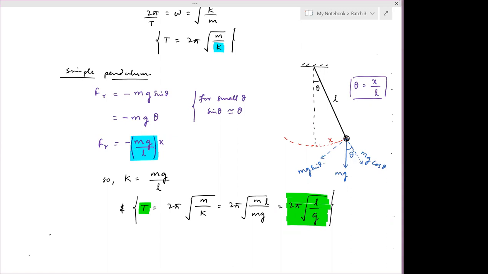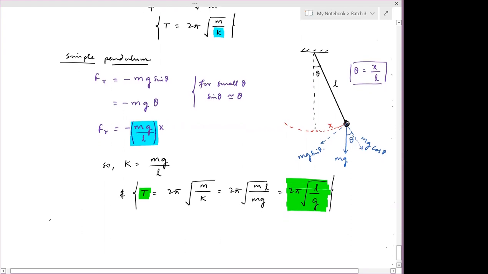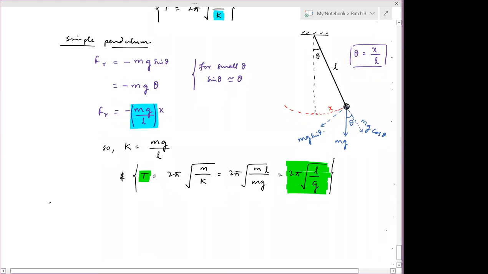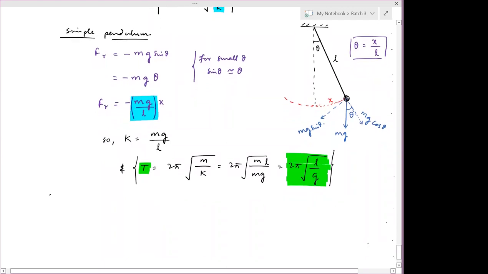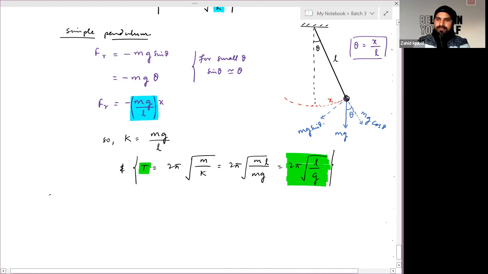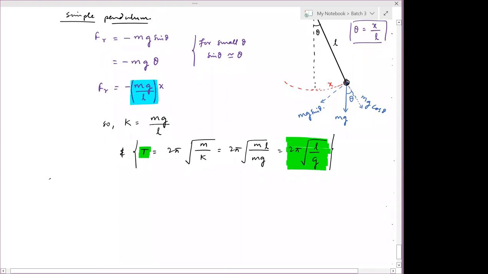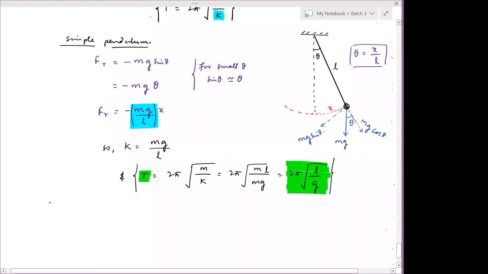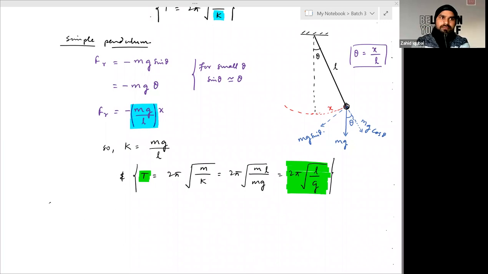Done, sir. Yusuf, done? So drawing the diagram. Okay. Done, sir.